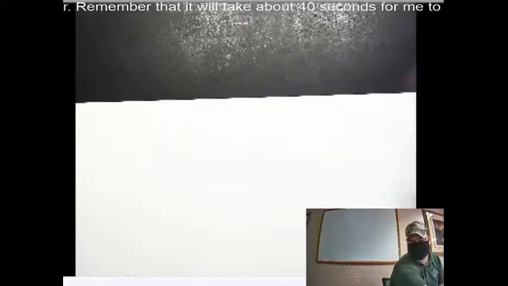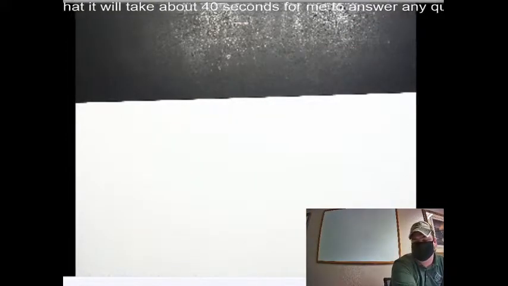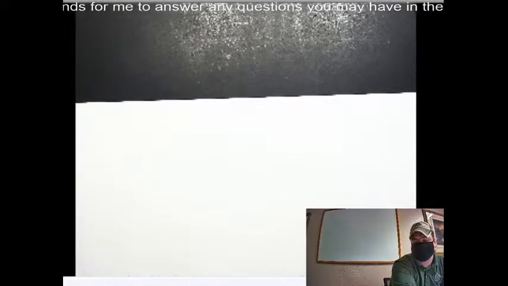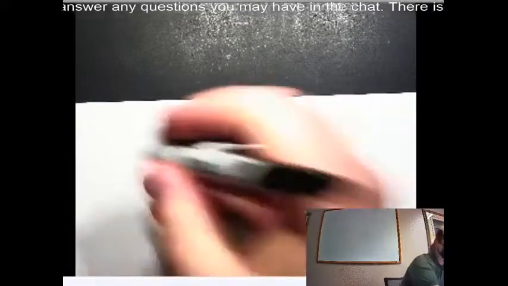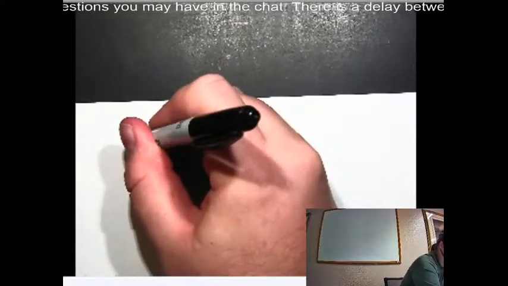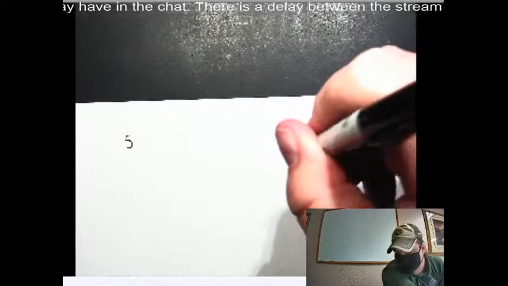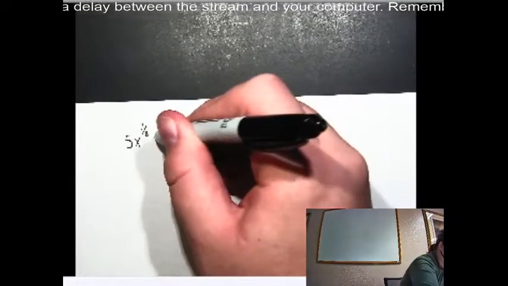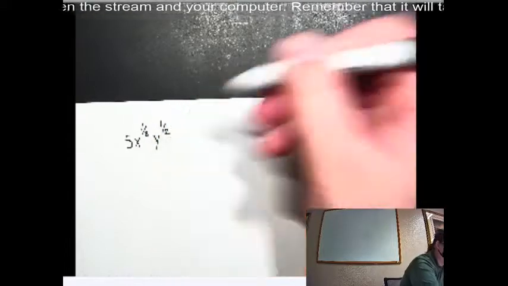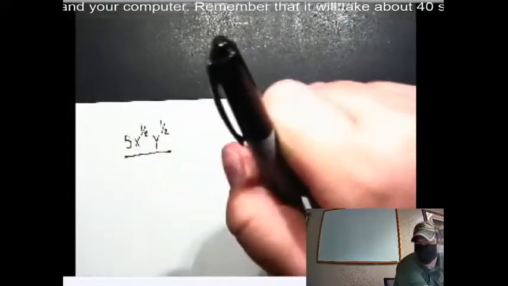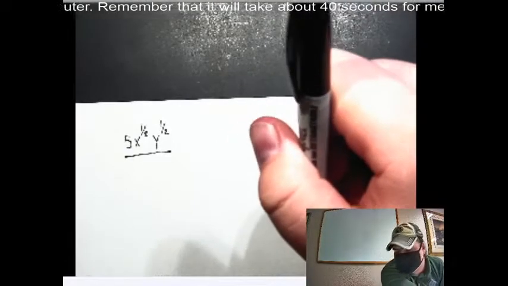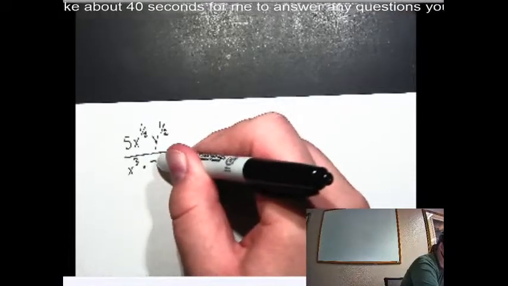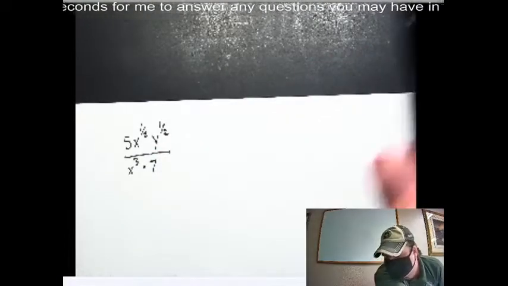So this one says simplify the following expression. Assume all variables are positive. Express your answer using rational exponents. And it gives us 5 x to the 1/2 y to the 1/2 over x to the 3rd times 7 y to the 1/3.